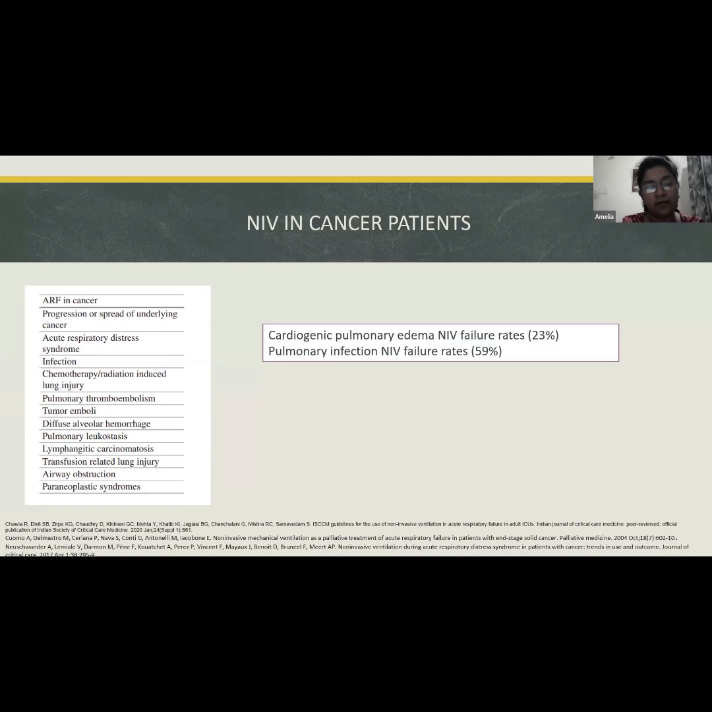So what do I do? How do I actually go about this? With pulmonary infection and cardiogenic pulmonary edema, when you put NIV, though I said there is really good evidence that NIV really works and helps pulmonary edema, failure rates are higher in cancer patients and those with pulmonary infection.